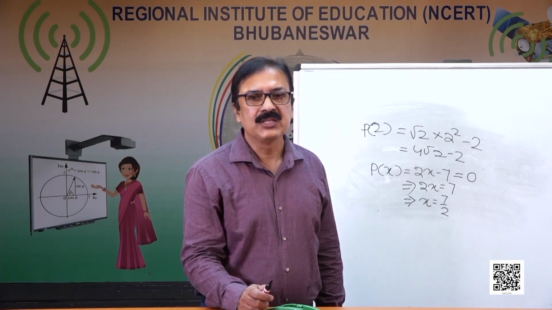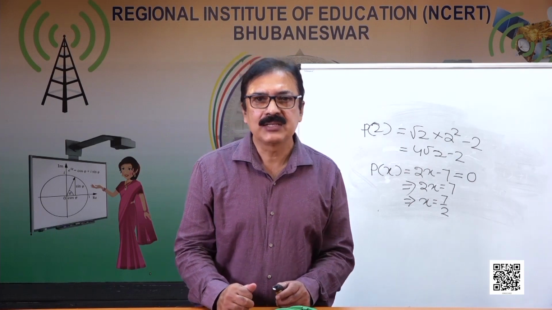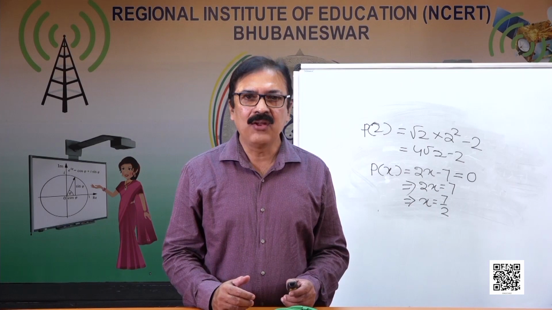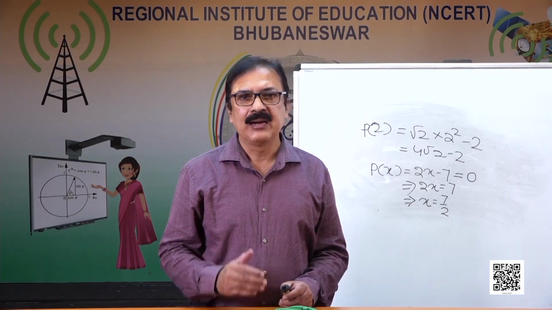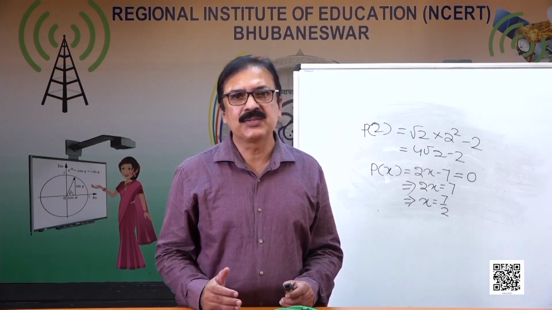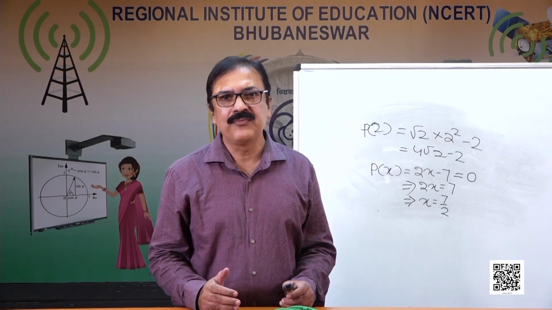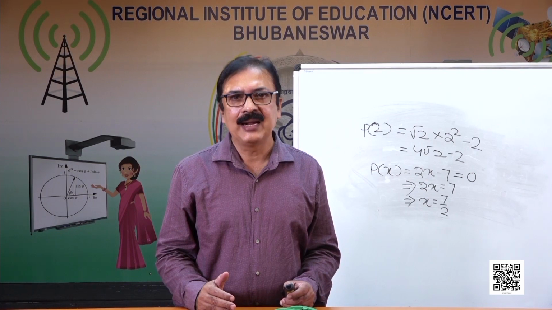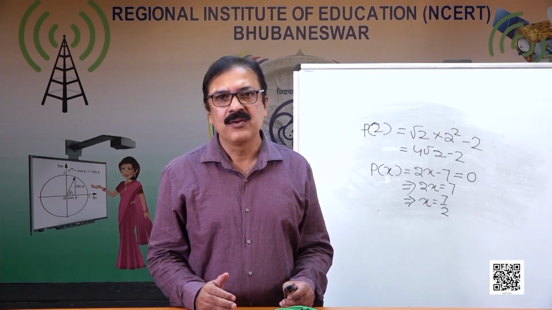So the value of x is 7 by 2, for which px is equal to 2x minus 7 is 0. Now students, we learnt about how to find the value of polynomial at different points, means for different values of the variable. And also we learnt how to find the zeros of the polynomial.